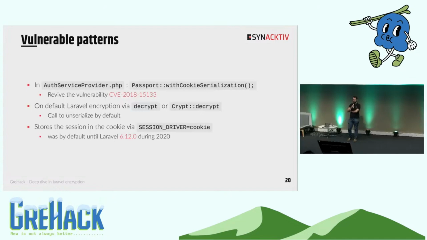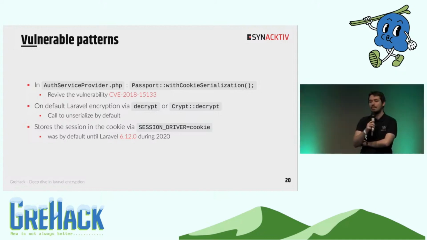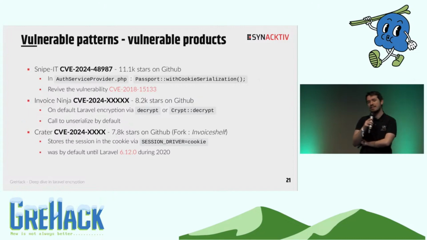So we searched for 3 main patterns. The first one was password with cookie serialization, which is basically a way to revive the vulnerability from 2018. The second one was some decrypt calls directly, which was the same pattern as the one we saw. And the last one is a dangerous option called session driver equals cookie. Basically, that means that you will serialize your current session inside your cookie because why not? So let's see the results.